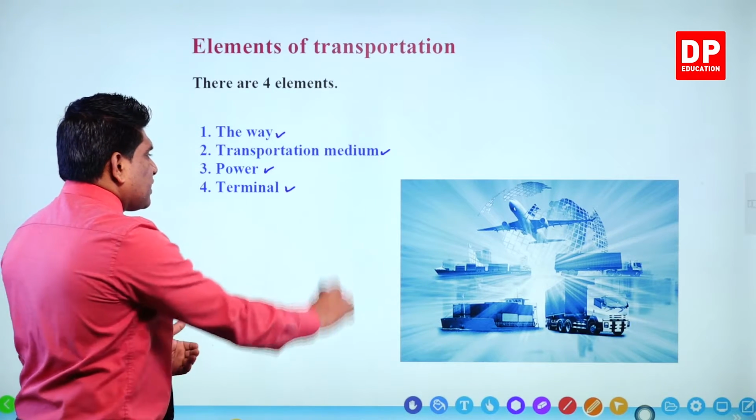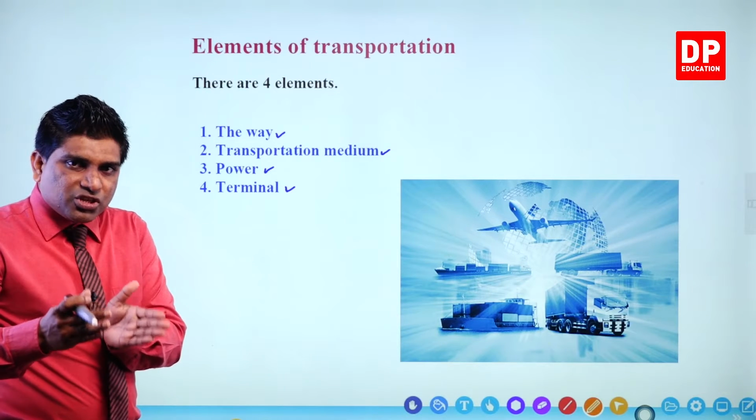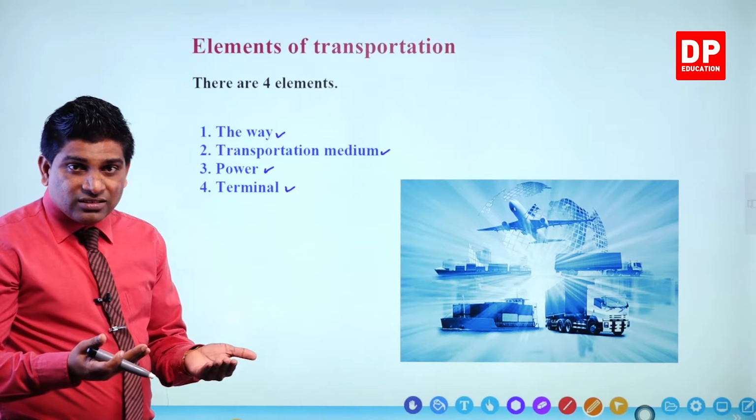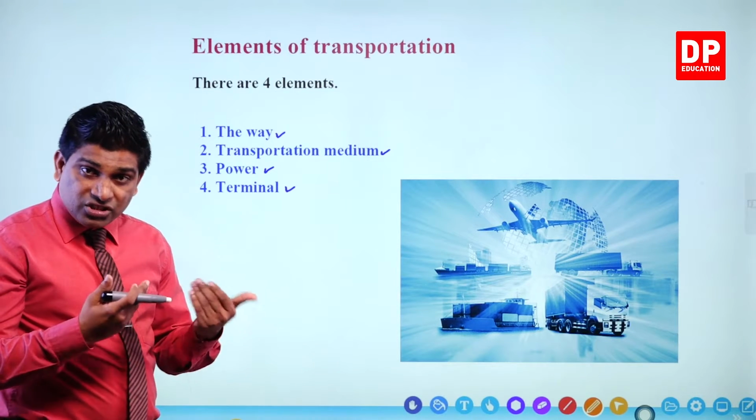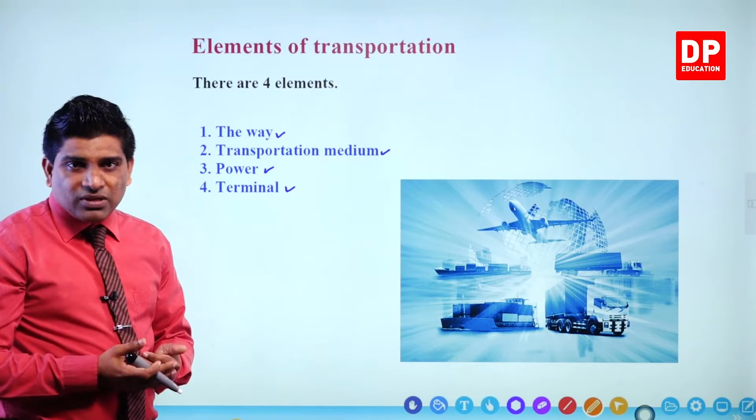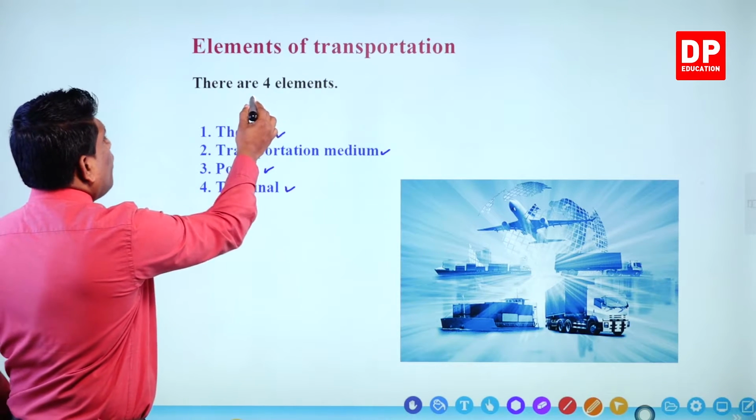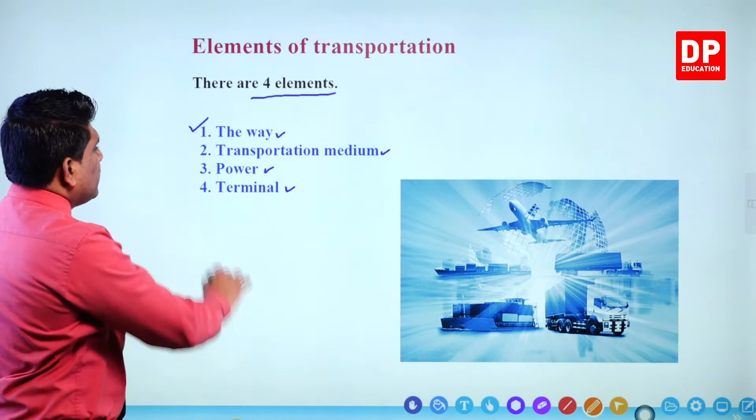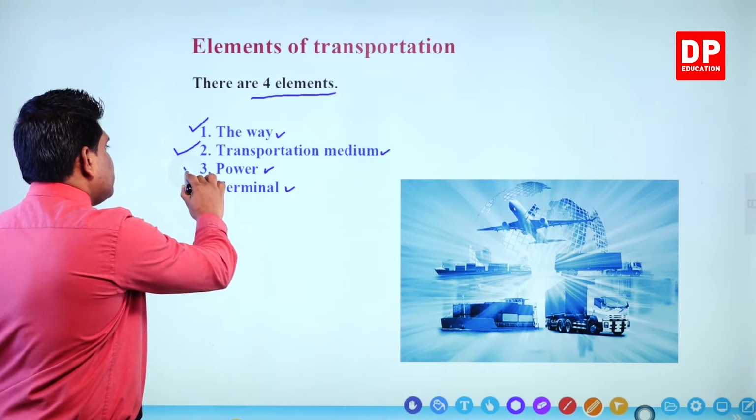Terminal. Terminal is where you stop your transportation method, right? Then bus stand, airport, harbor, railway station. These are the examples for the terminal. Then remember, there are 4 elements of transportation: the way, the other one transportation medium, power, and terminal.